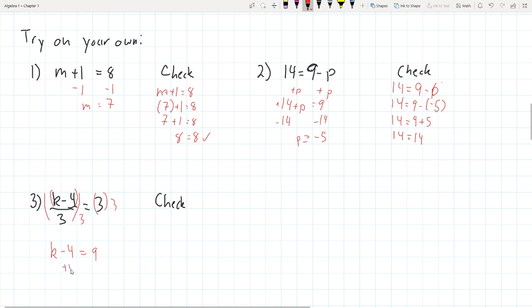Now it's just a matter of adding 4 to both sides. So k equals 13. So I'm going to check that.